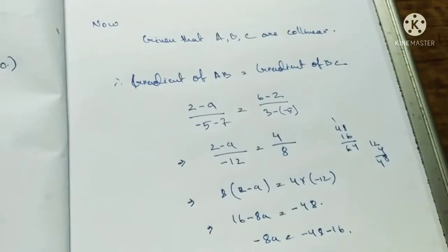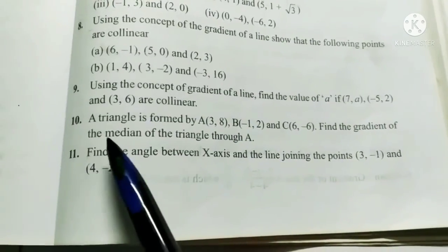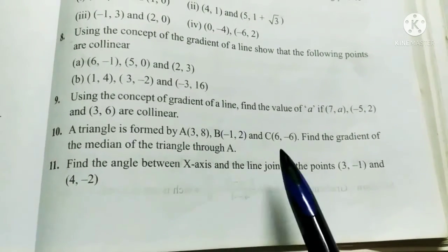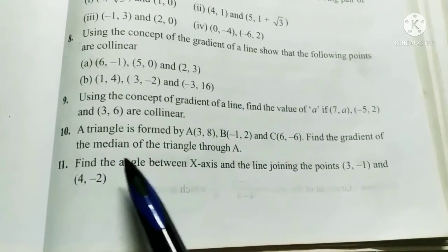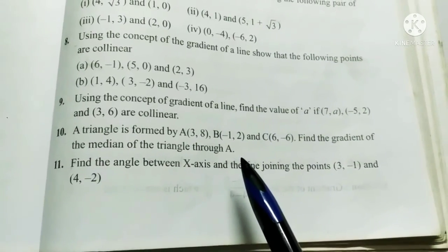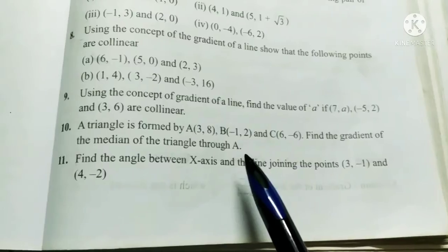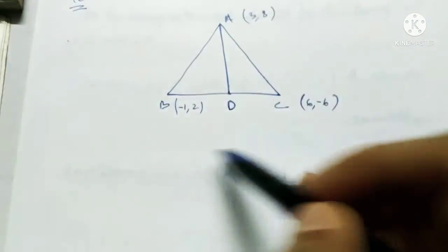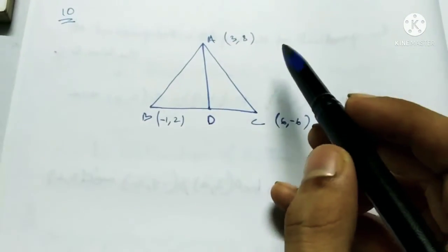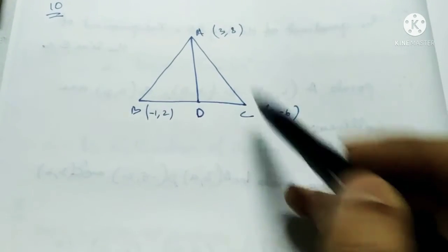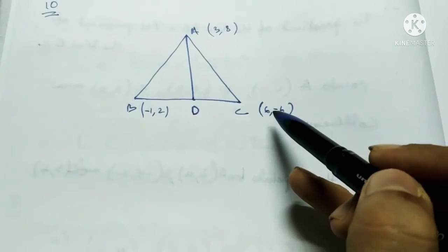Understand? This one only. So question number 10. A triangle is formed by ABC. Find the gradient of the median of the triangle through A. So this is a triangle ABC. Okay, coordinates are given.